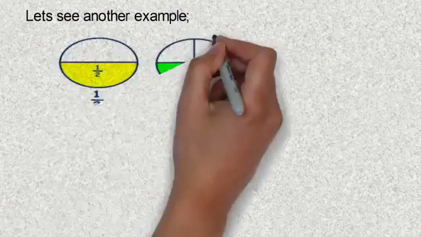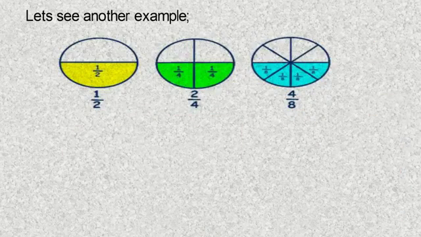Here I have 3 circles, also painted at the same level. If you look at the circles too, can you see that they are all painted at the same level? But the only difference here is they are all divided into different numbers of parts. The first circle in yellow paint is divided into 2 parts, of which one part is shaded. So I have this to be 1/2.